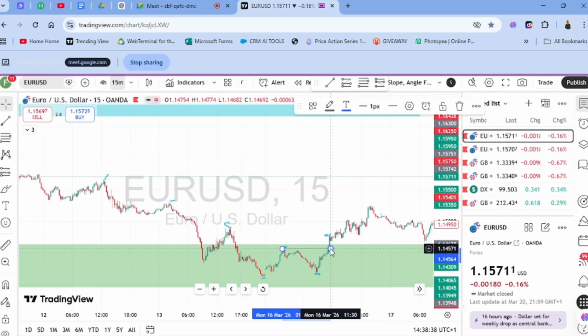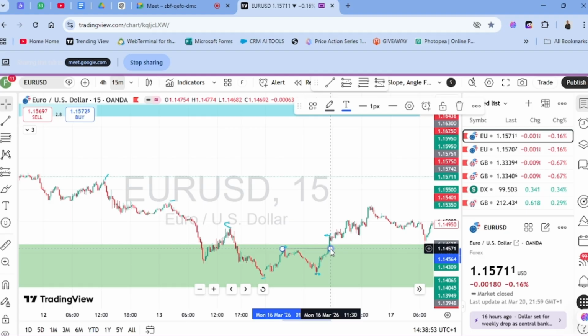But then I am waiting for confirmation. Then on the lower time frame, I saw that the structure now changed from bearish structure to bullish structure. What does that mean? I have gotten my confirmation on the lower time frame. Do you get it?